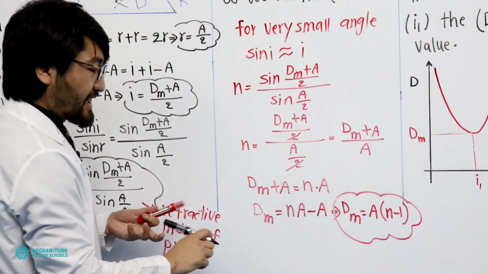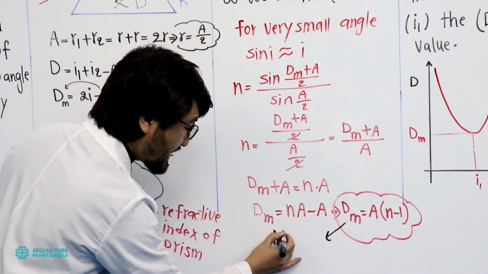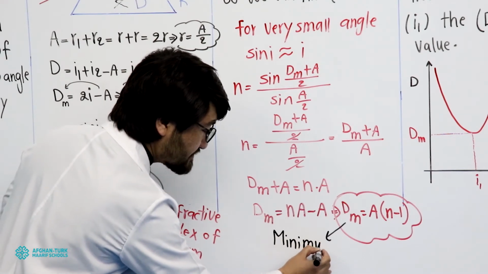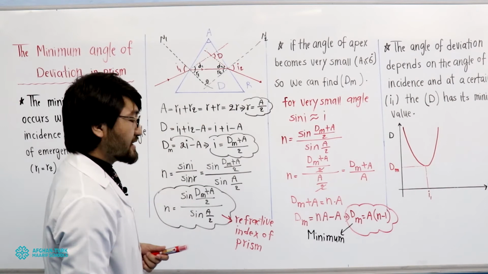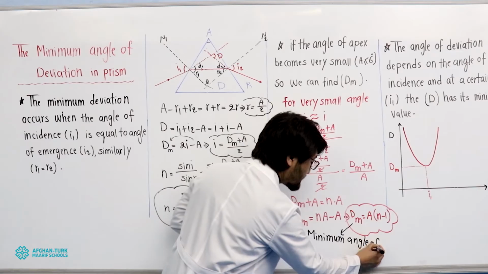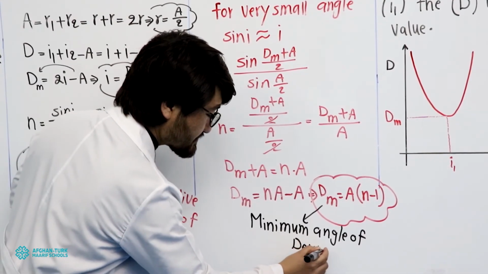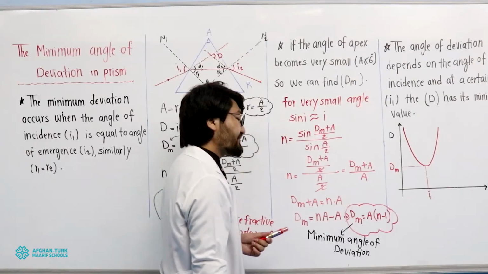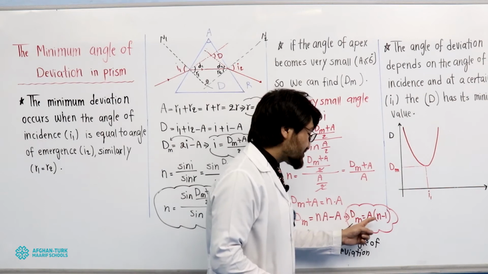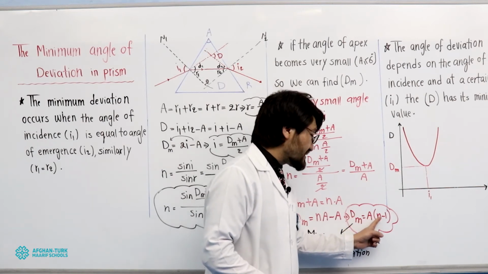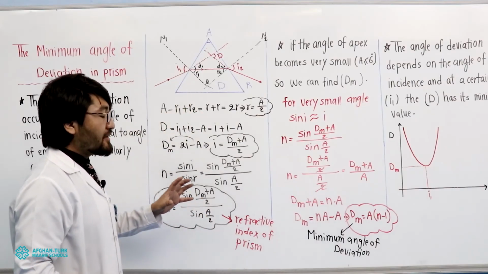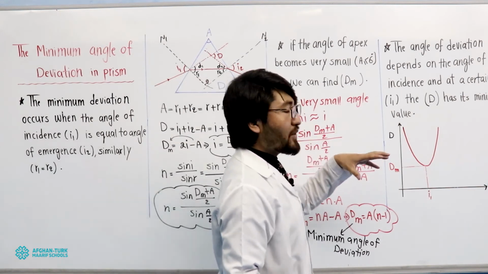This is the formula for the minimum angle of deviation. From this formula you can find the minimum angle of deviation. The minimum angle of deviation depends on the apex angle and also on the refractive index. Now, I will tell you one point more.